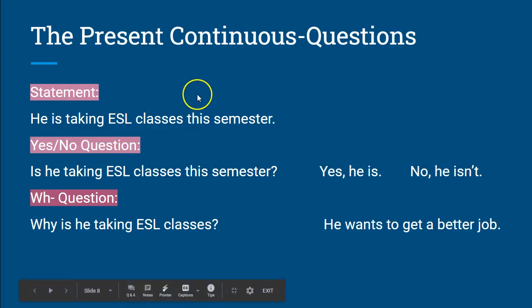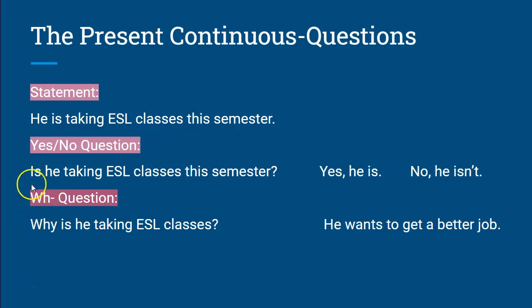All right, so what about questions? Well, remember when we form a question, we need to change the order of the words in a sentence. So here's the statement word order with present continuous. He is taking ESL classes this semester. To make a yes/no question, we take the be verb and move it in front of the subject. So, is he taking ESL classes this semester? We can answer yes, he is, or no, he isn't.